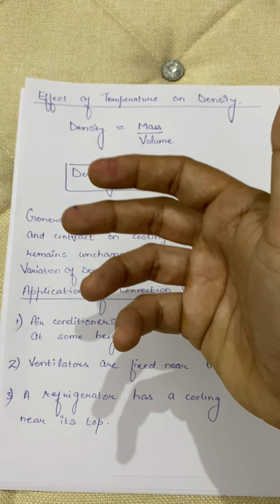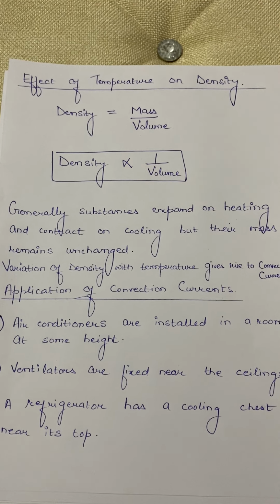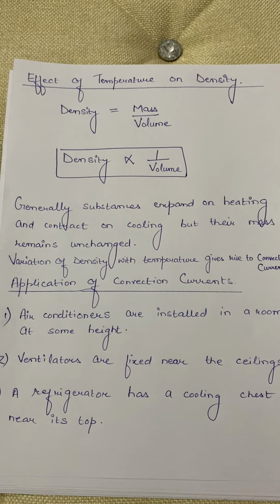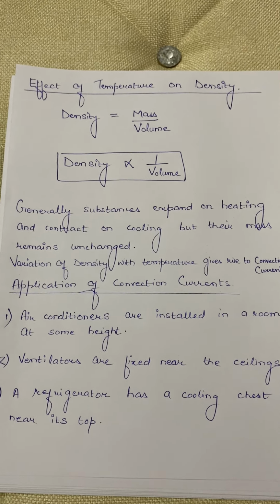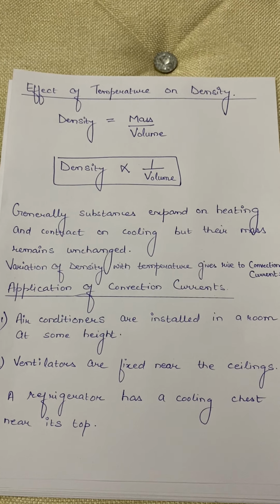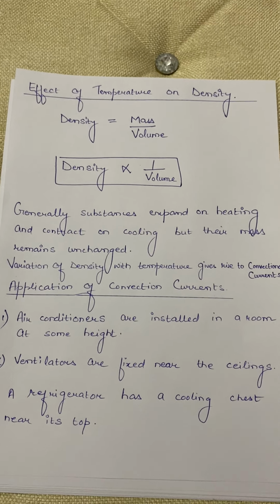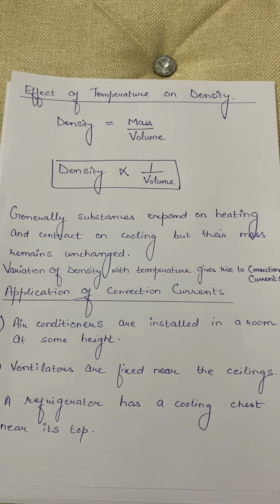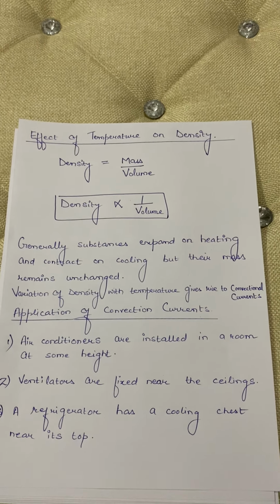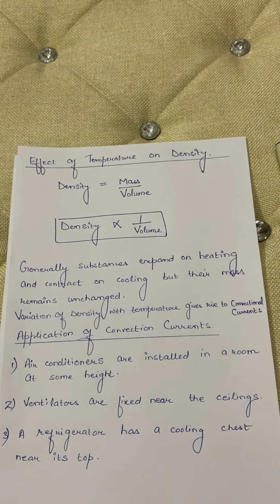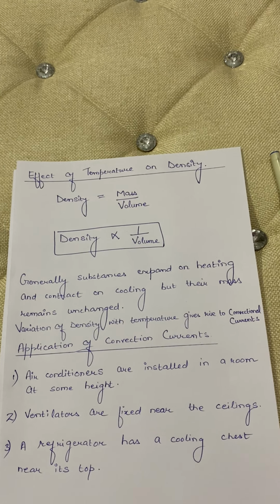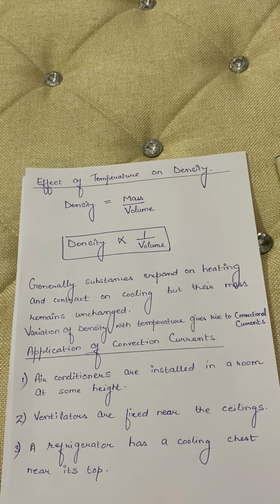The kinetic energy of the molecules will be increased, the intermolecular spaces will be increased, and generally substances expand on heating and contract on cooling, but their mass remains unchanged. So this variation of temperature can lead to variation of density, and as a result it gives rise to certain convectional currents. Convectional currents in what? Especially in liquids and in gases.